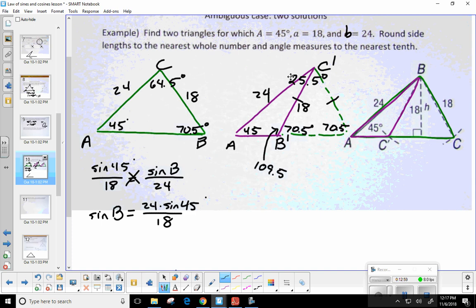And here's what I was talking about a second ago. We have to find side C and we have to find side C prime, right? That's the only thing left because we have everything else. So we can use the law of sines or we can go ahead and use law of cosines. What would you like?